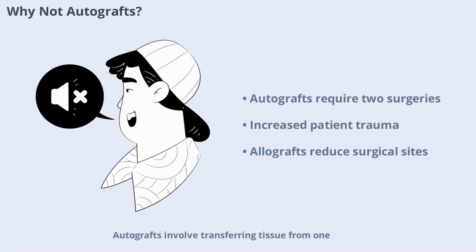Autografts involve transferring tissue from one part of a patient's body to another. While effective, this method comes with a drawback. It creates surgical trauma at the donor site. This means the patient has to heal in two places, which can increase discomfort and recovery time. Because of these challenges, medical professionals often look for alternatives that can provide the same benefits without the added trauma.